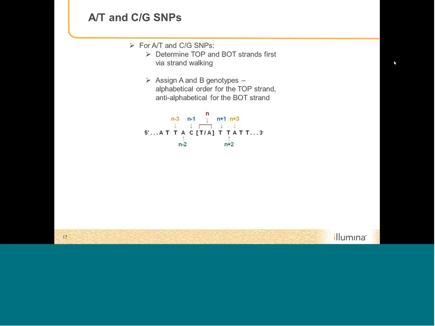In this particular case, because the determinant base is 3' of the SNP, we are therefore looking at the bot strand. If the determinant base had been on the upstream side, 5' of the SNP, it would have been the top strand. So looking at the bot strand, the rule of thumb for assigning genotypes is top strand is alphabetical, bot strand is anti-alphabetical. And so in this particular case, because we're looking at a bot strand, genotype A is T, and genotype B is A. All right?